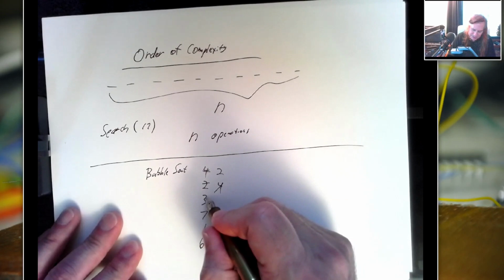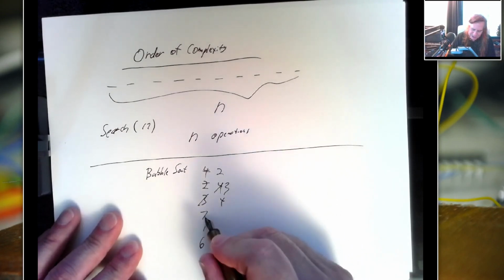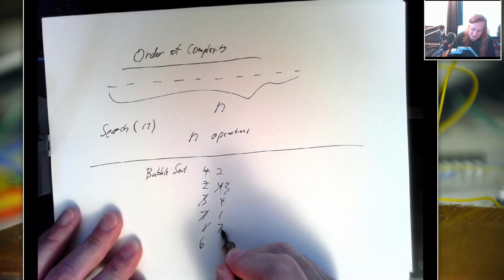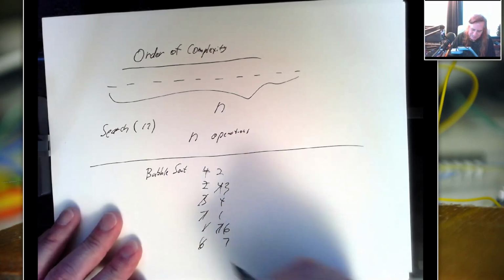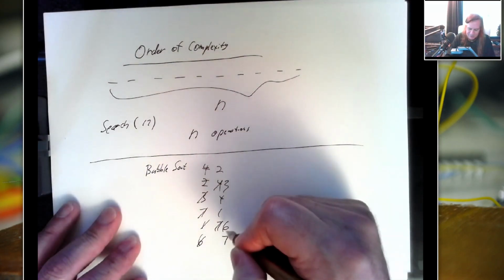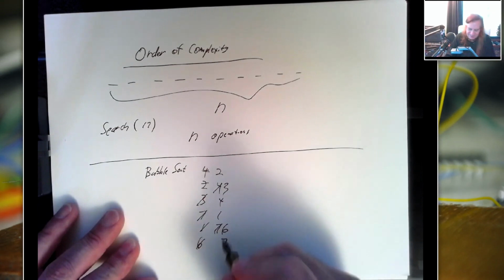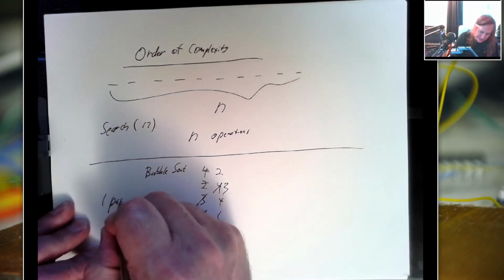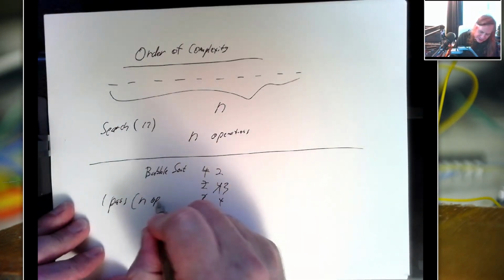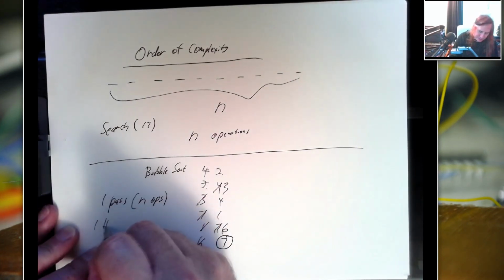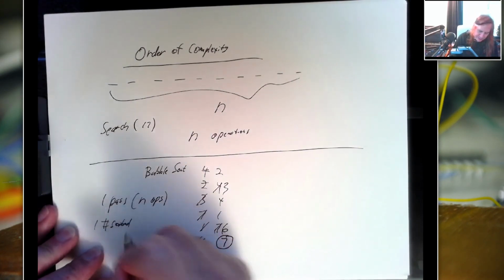We would swap the 4 and the 3. We would leave the 7 because that's bigger than the 4. We would swap the 7 and the 1, and then we would swap the 7 and the 6. And so after one pass through this bubble sort, our numbers look like 2, 3, 4, 1, 6, 7. And in that first pass, what we've done is we've put the largest number into this bottom position. So one pass takes n operations and puts one number into the correct position.